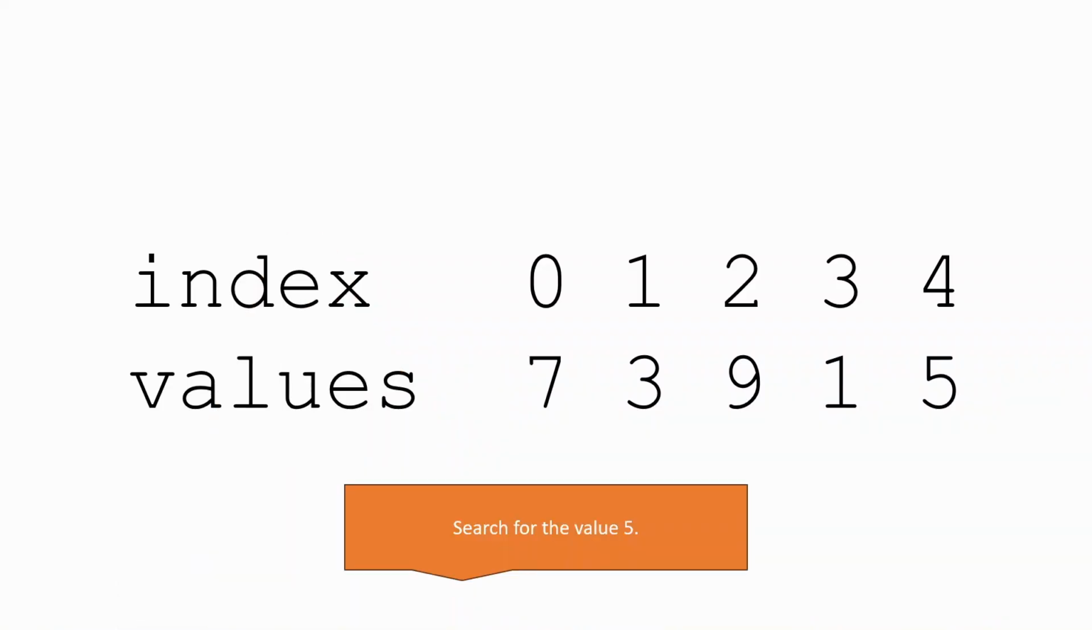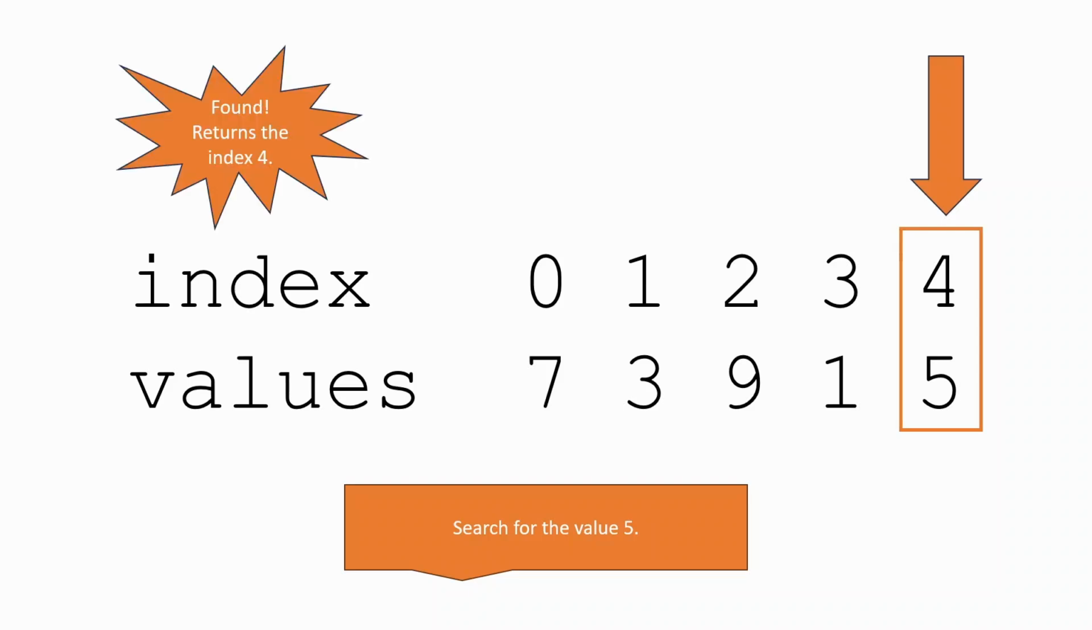Consider this array. We're going to look to see where the value 5 is in the array. We're going to first check at index 0 to see if the value there is 5. It's 7, so that's not what we're looking for. Then we go to the next value, which is 3, and the next value, which is 9, and the next value, which is 1. And finally, we find 5 at index 4, and 4 is returned.